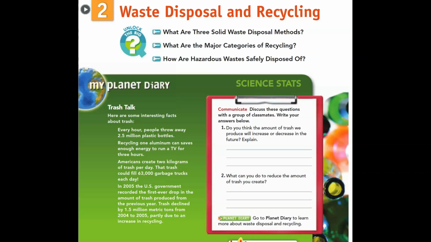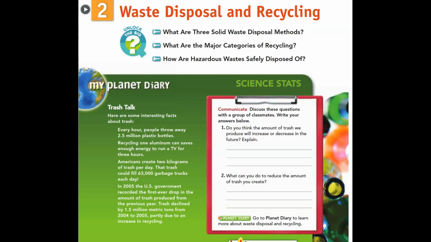Here we go. Final lesson in our ecology book is Chapter 4, Land, Air, and Water Resources, Lesson 2, Waste Disposal and Recycling. After this lesson, we'll be able to name 3 methods of solid waste disposal, identify ways people can help control the solid waste problem, and explain how hazardous wastes can be safely disposed of.